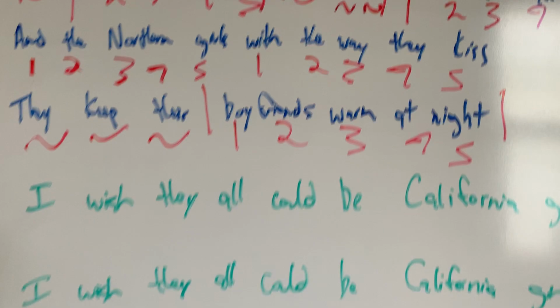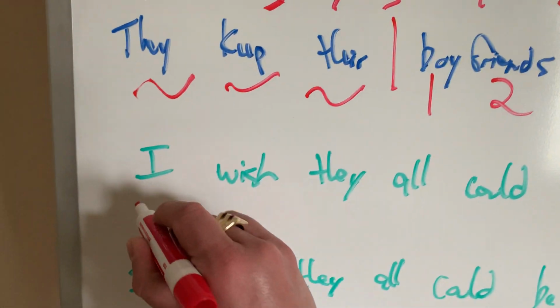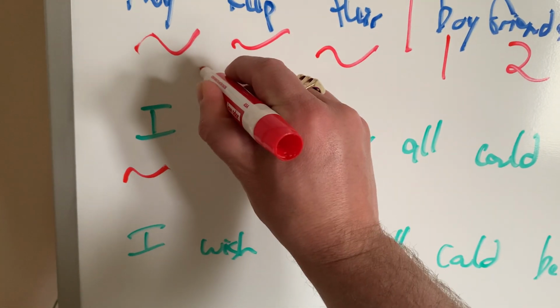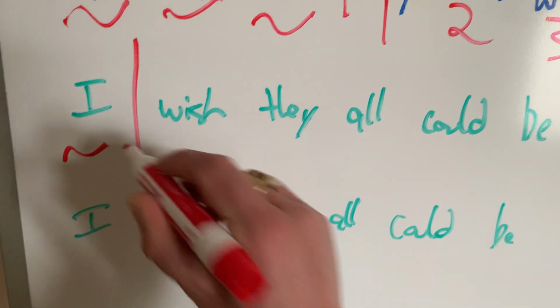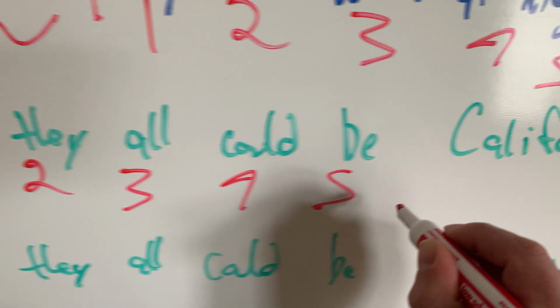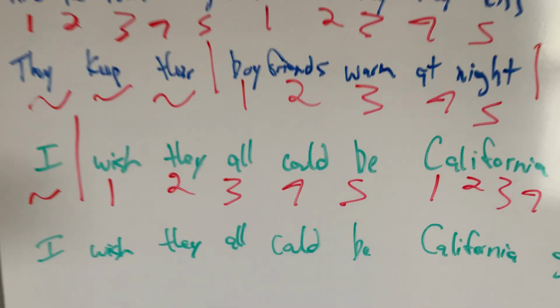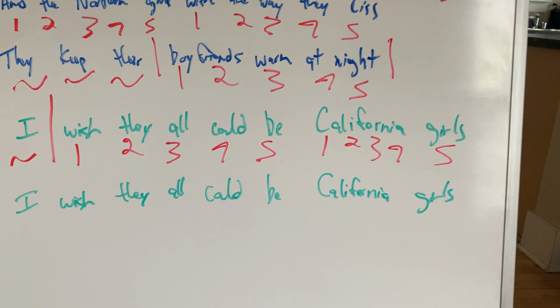Okay, so the chorus, they set it up. Dun, dun, dun. I'm going to mark I as insignificant because here's another measure starting here on beat 1, so you could technically say the chorus starts there. Wish they all could be California girls. Look at how they did that. 2 5s coming out there, okay?